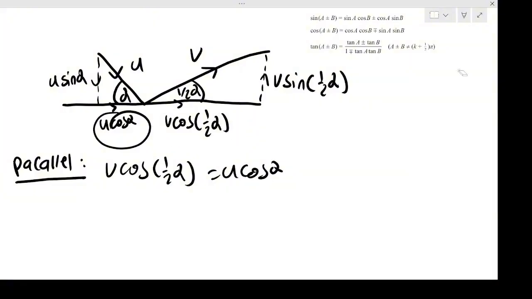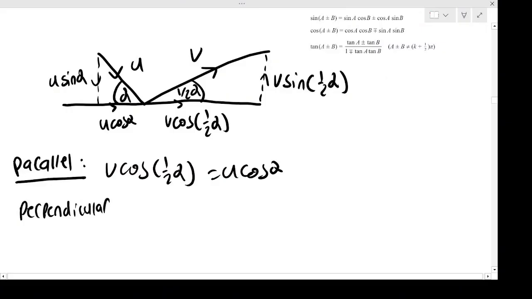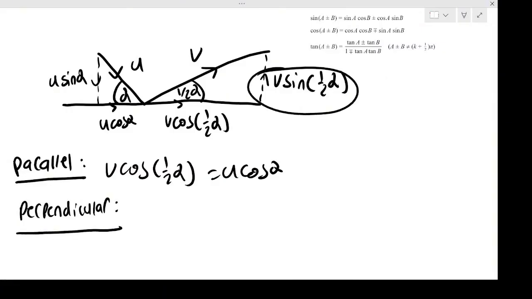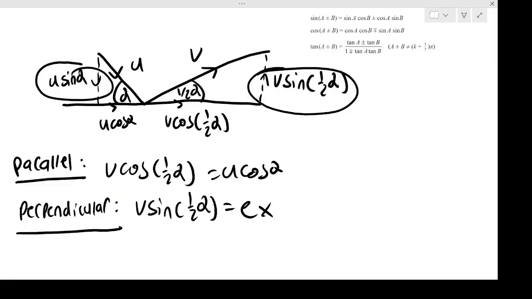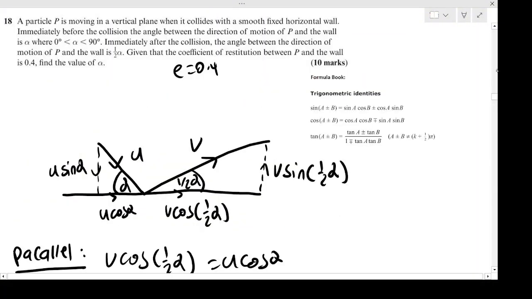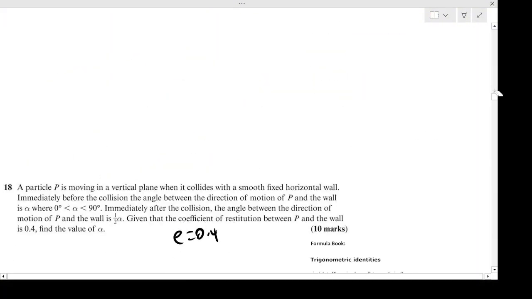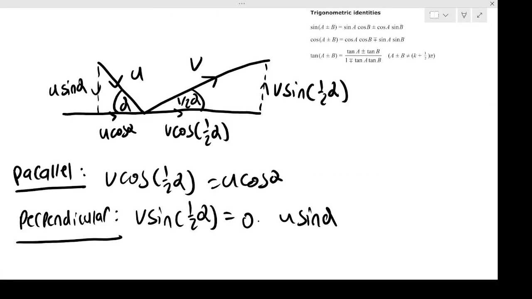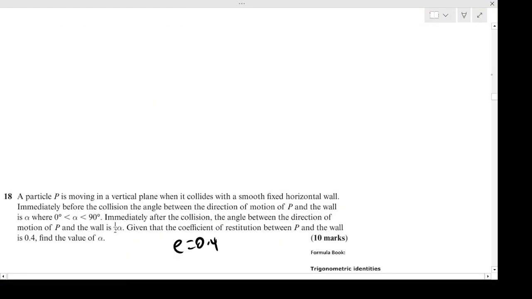Then perpendicular. So that's going to be V sine of a half alpha. And that's going to be E lots of the original component, right? So it's going to be E lots of U sine alpha. And remember, we also know that E is 0.4. So we can sub that in as well. So this is going to be 0.4 lots of U sine alpha here. So these are my standard equations. Hopefully happy so far. Now the question wants me to find the value of alpha.